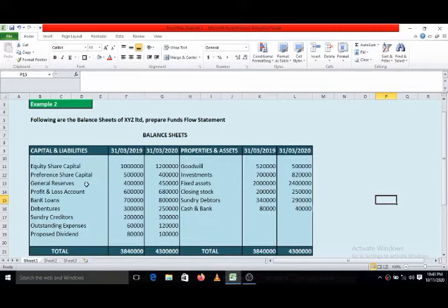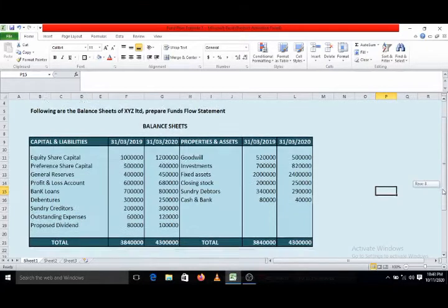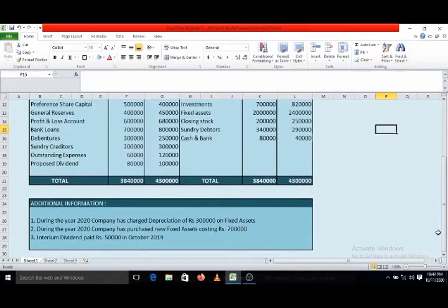On the liability side: equity share capital, preference share capital, general reserve, profit and loss account, bank loan, debentures, sundry creditors, outstanding expenses, proposed dividend. On the asset side: goodwill, investments, fixed assets, closing stock, sundry debtors, cash and bank balance. Total of the balance sheet is 38 lakhs 40,000 and 43 lakhs. In addition to the balance sheet, there is additional information.